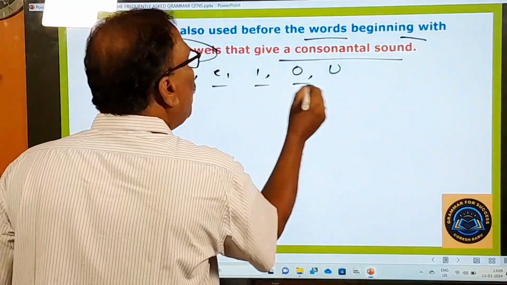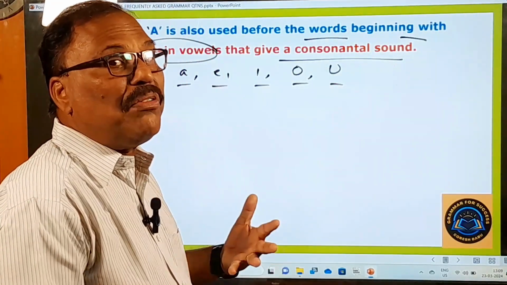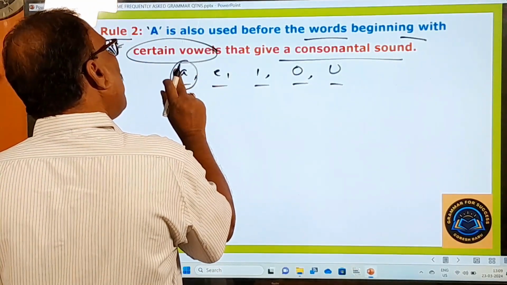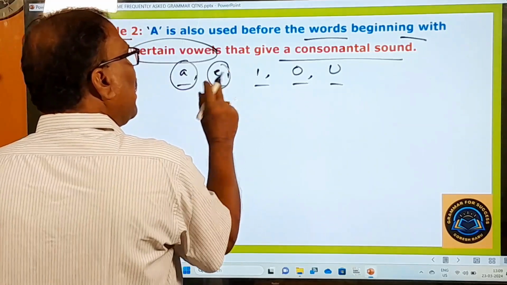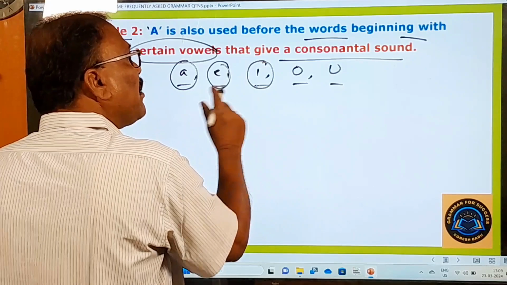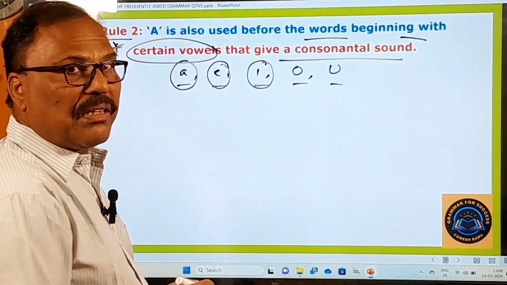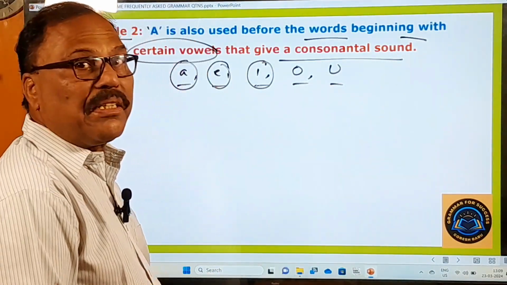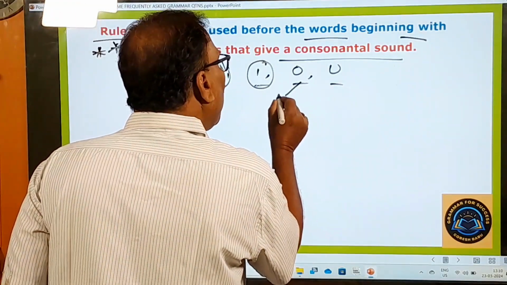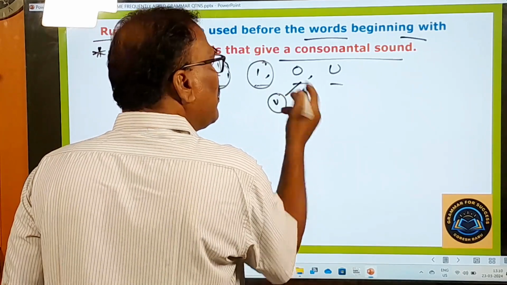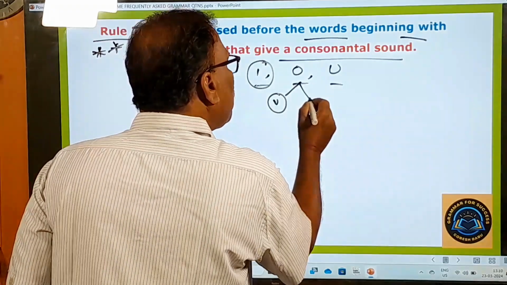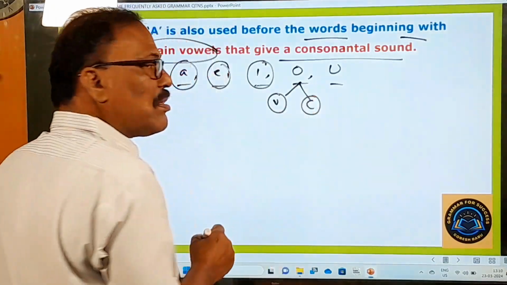Of these 5 vowels, let us know which give a consonantal sound. See here, A always gives a vowel sound, no doubt about this. E always gives a vowel sound. I always gives a vowel sound. But these 2 vowels, O and U, look to be very sincere, but they are not in fact very sincere, because they sometimes give their original vowel sound, and sometimes they give a consonantal sound also.